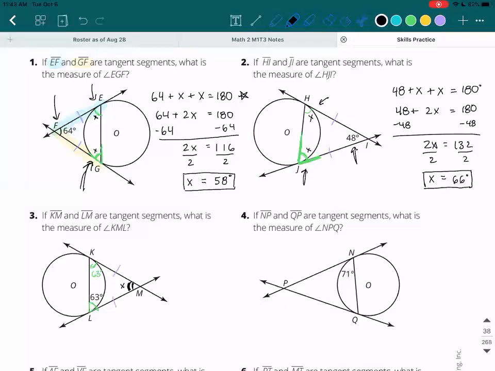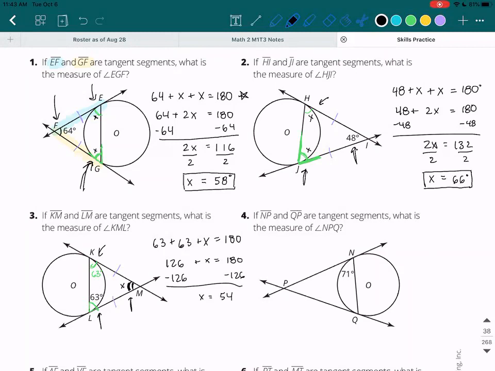So we're going to add up all three angles and make it equal to 180. So we have 63 plus 63 plus X equals 180. We're going to simplify this. So 63 plus 63, that's 126, plus X equals 180. And then we get to take away 126. And we get X is equal to 54.